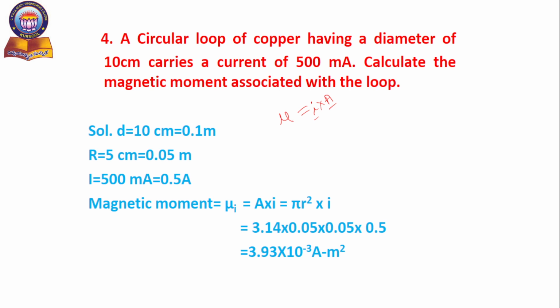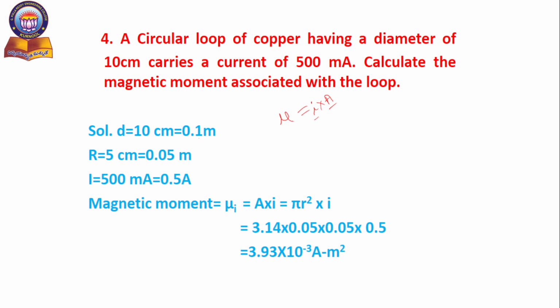To calculate the area, it is pi r square here. So we want to get the radius. The diameter information is given in the problem. Diameter d is equal to 10 centimeter. In meter it is 0.1 meter. Then radius is 5 centimeter or 0.05 meter. Current I is 500 milliampere. Milli means 10 power minus 3. In amperes, we write 0.5 ampere.